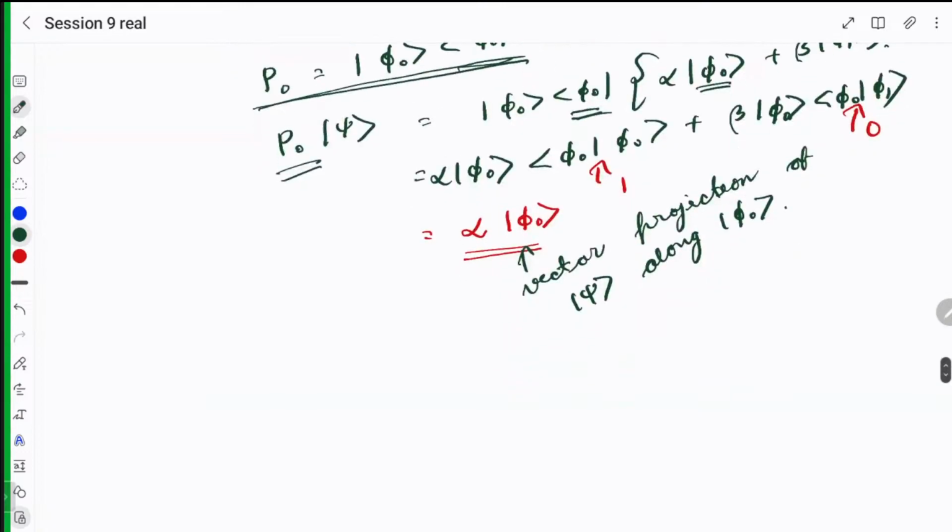Now, as Anmol has already mentioned, P naught by alpha acting on psi will give me phi naught. Now, let's try to find out alpha. But you see, alpha is a variable, so let's try to write this as a function of P naught and psi.